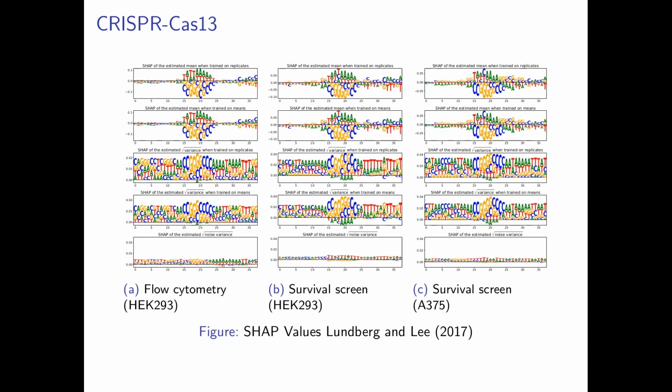The average SHAP values for the mean estimates appear in the first 2 rows. Negative values indicate a more effective sequence. The next 2 rows are the average SHAP values for the variance estimates. We see the expected reduction in magnitude when the model is trained on the denoised measurements. Taking their difference allows us to visualize noise variance's dependence on sequence. This analysis is a first of its kind for CRISPR-Cas13.